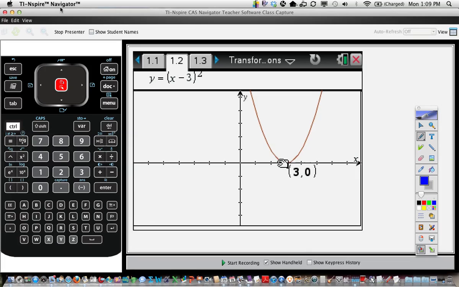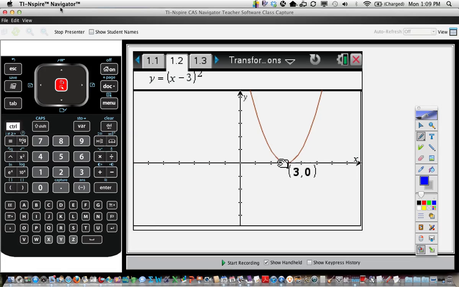Now, I thought it'd be interesting to send this to you, so if you wanted to investigate this a little more, if you're having trouble seeing it or whatever, you could go into this and you'd have it in your own hands and you can do it. But notice what happened when we grabbed that parabola and dragged it to the right. Notice what it did to the graph.